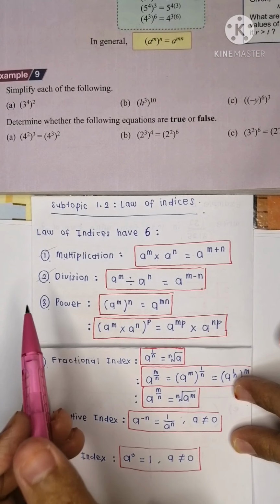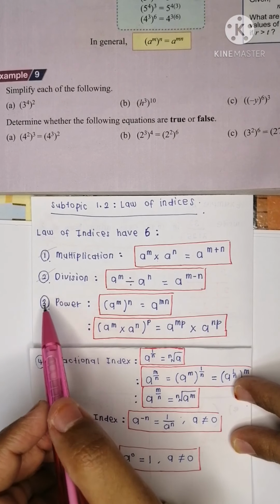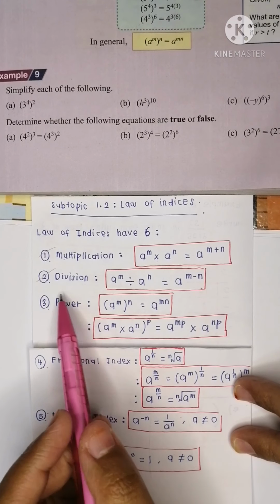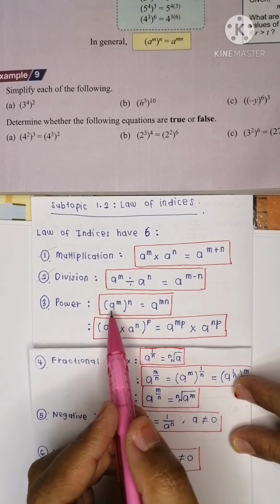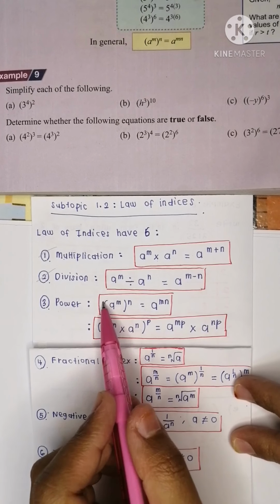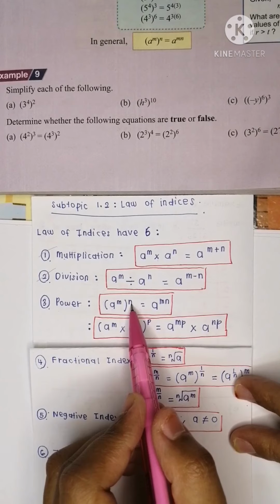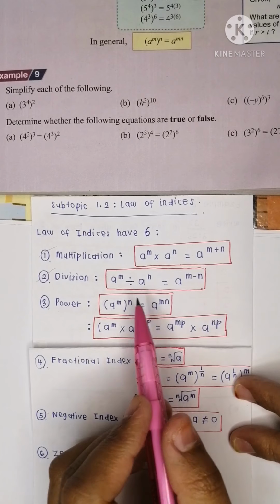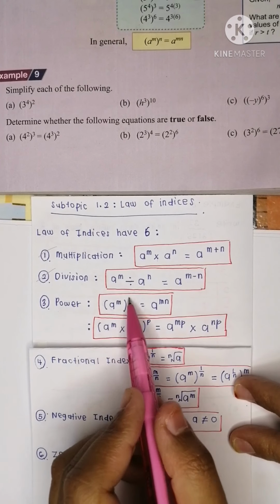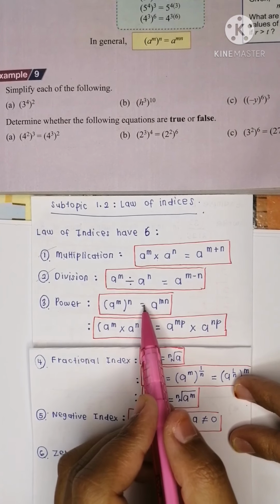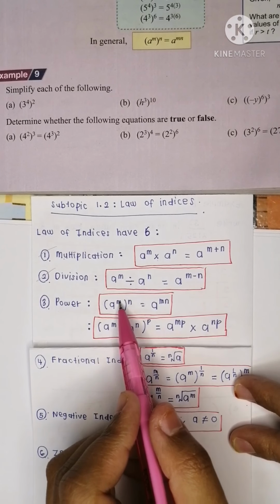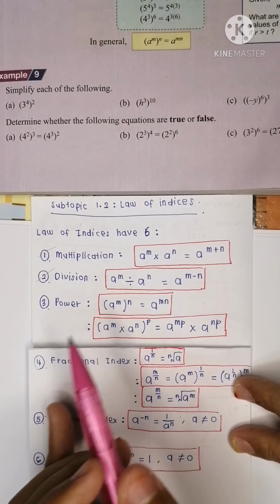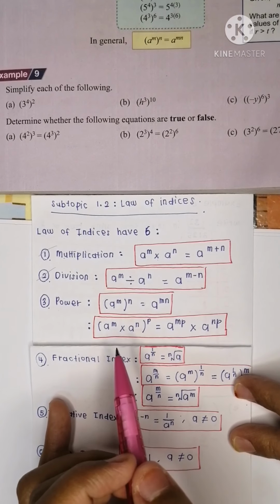Now for today, we are going to learn the third law of indices, which is related to the power. Look at here: a to the power of m in bracket to the power of n. Based on the law of indices, we can solve this by writing it as a to the power of m times n, so you get a to the power of mn. That's it.